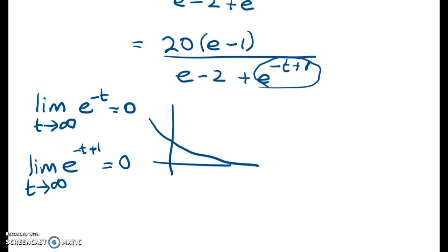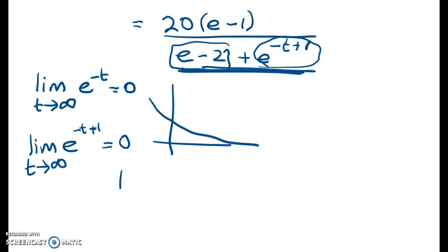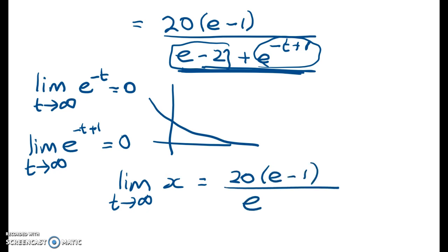So what does that mean? Well, it means that when t gets very big, this denominator is heading for a fixed value, which is e minus 2. So what we're going to say now is that the limit as t tends to infinity of x is equal to 20 times e minus 1 divided by e minus 2. Because this thing here is not changing when t gets enormous, and this thing is heading to a tiny, tiny number.